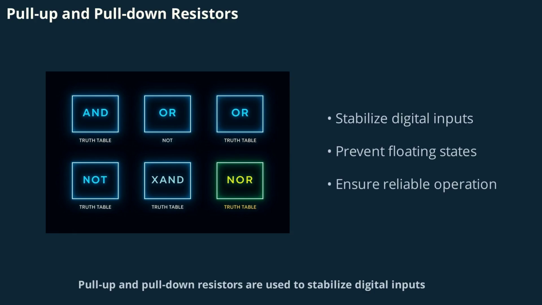Pull-up and pull-down resistors are used to stabilize digital inputs, preventing floating states that can cause erratic behavior. By connecting inputs to a defined voltage level, these resistors ensure reliable operation of switches and sensors. Proper use of pull-up and pull-down resistors is essential for robust embedded system design.